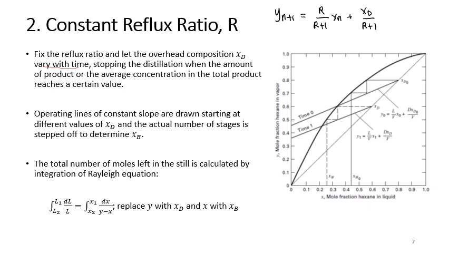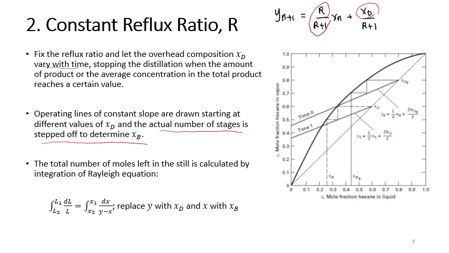So when you fix the value of R, your gradient of the graph is fixed at that value. What is changing is the XD. So the operating lines of constant slope will be drawn starting at different values of xD, and the actual number of stages is stepped off to determine the value of xB.